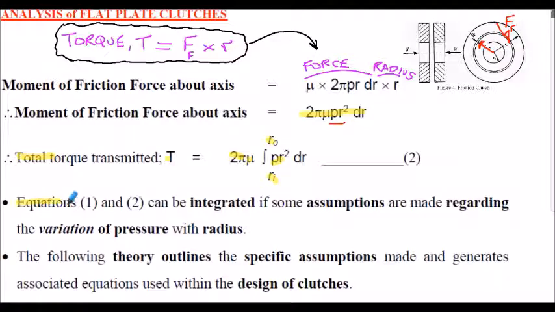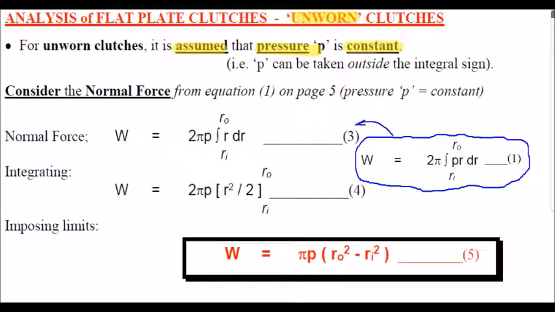So equations 1 and 2 can be integrated with assumptions relating to the variation in pressure with radius. The following theory outlines specific assumptions, generates associated equations, and then from the final equations we get, we can design our clutches based on these assumptions. So, two types of assumptions. The first one is looking at unworn clutches. For an unworn clutch, the pressure is assumed constant across the entire surface.